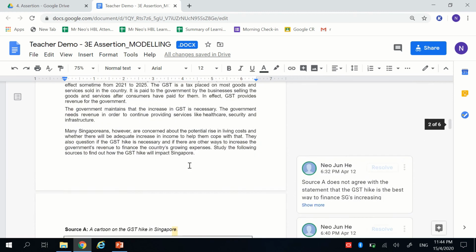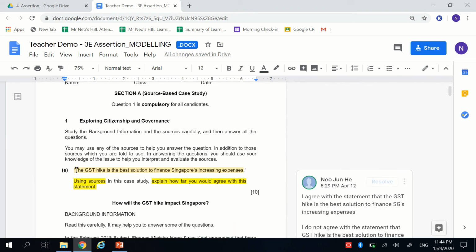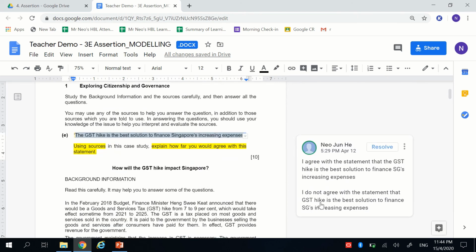So let me just conclude the video. For your assertion questions, you are always given a statement to answer. This skill is extremely important because it comes out in every paper and it makes up 20% of your grade. Look at this statement over here. You always break it up into the two possible arguments that answer back to the statement, after which you are supposed to use the sources and tell me whether you agree with the statement or not.